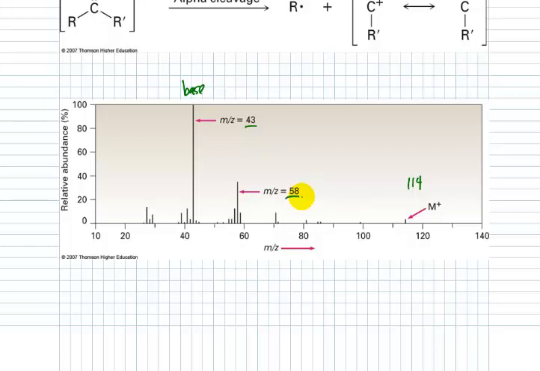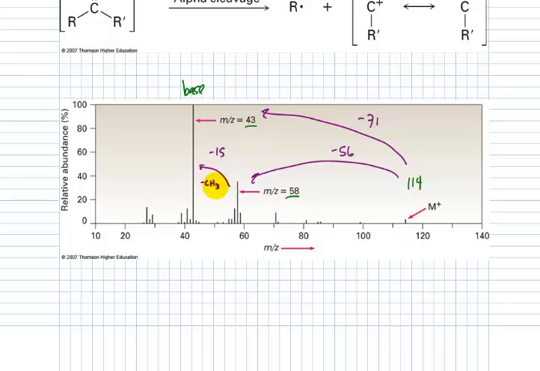So 114. Let's do some fast math in our head. 114 minus 58. Here's my calculator here. That's minus 56. 114 minus 43. That's minus 71. Okay. 58 from 43. That's a difference of, what, 15. Okay, so that could be a minus CH3, right, if we see that.